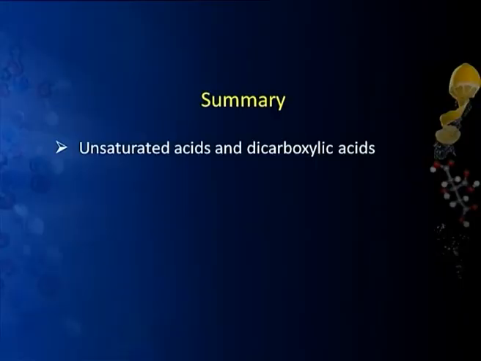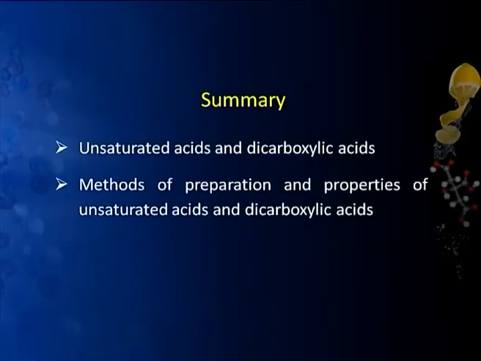Then we discussed some substituted carboxylic acids like halogenocarboxylic acids and hydroxy acids. We discussed in detail 3 hydroxy acids, malic acid, tartaric acid and citric acid, because they form an important part of our food products. They are generally present in fruits. Then today we discussed unsaturated and dicarboxylic acids, their methods of preparation and some important properties. So, with this we complete this topic on carboxylic acids.